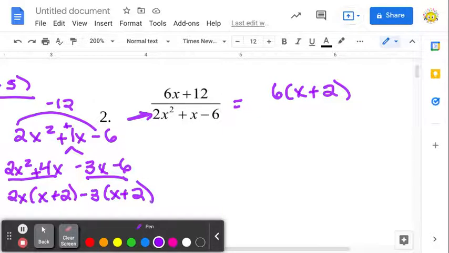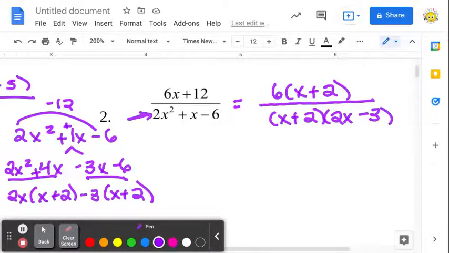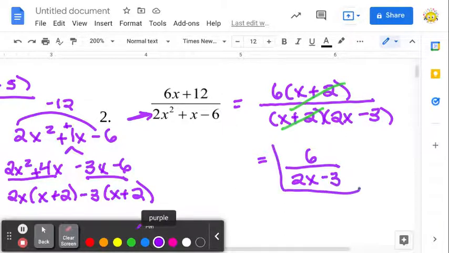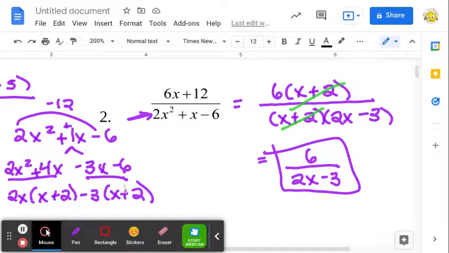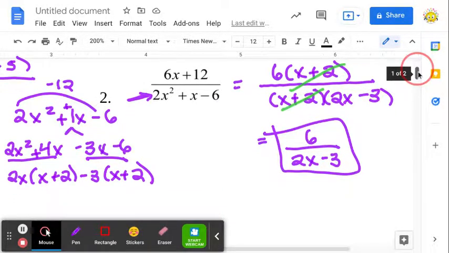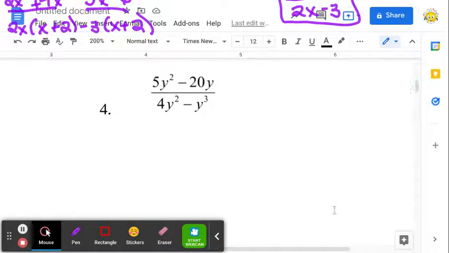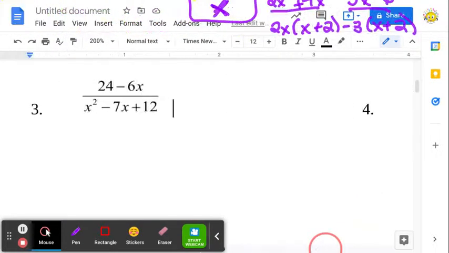So now our factored expression is x plus 2 and then 2x minus 3. X plus 2's cancel. So you're left with 6 on the top, 2x minus 3 on the bottom. And that is your final answer. 3 and 4 are a little bit trickier because that pesky negative 1 is back.